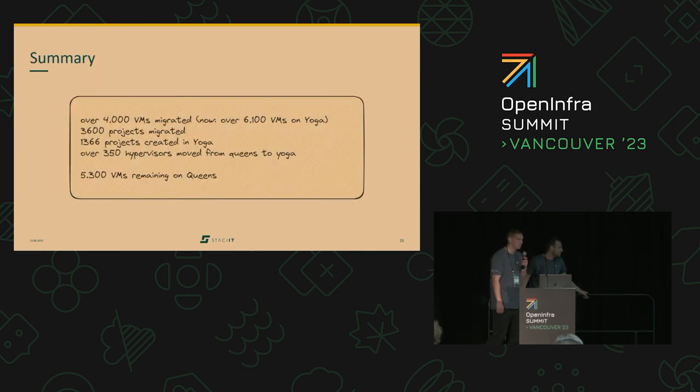Now I will do a little summary of all of the migrations. So we migrated over 4,000 VMs in that time frames. Now we have 6,100. I think we are even more on Yoga right now, 6,600 if I recall correctly. And also migrated like 3,600 projects. And during that time, we also moved over 350 hypervisors from the old cluster to the new cluster to provide all of these compute resources, because we just don't double our old cluster. And yeah, we still have 5,000 VMs remaining on Queens, but those are from our platform services regarding Cloud Foundry.